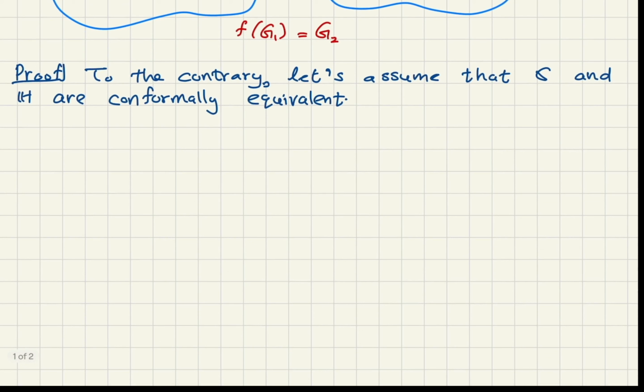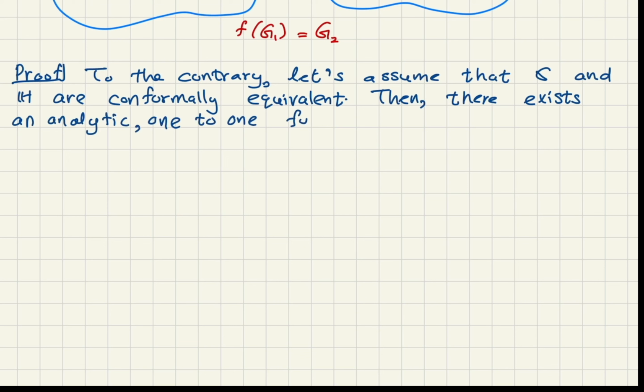Okay, so what does that mean? Then there exists an analytic one-to-one function f from the complex plane to the upper half plane such that the image of this function f is equal to the upper half plane. This is by the definition of conformal equivalence.